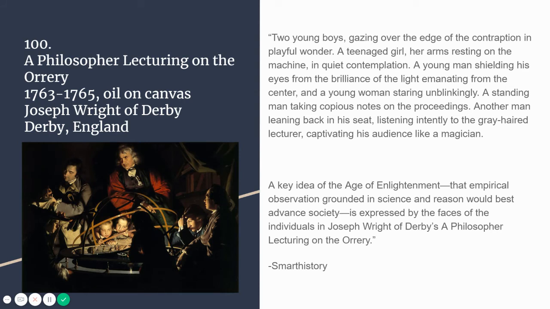The second painting under 18th century English painting is number 100, and it's titled A Philosopher Lecturing on the Orrery from 1763 to 1765, another oil on canvas. And this is by Joseph Wright of Derby, England. And what we have here is a very traditional, reminiscent Baroque painting, mostly because of that tenebrism. It's really strong and very well captured here.